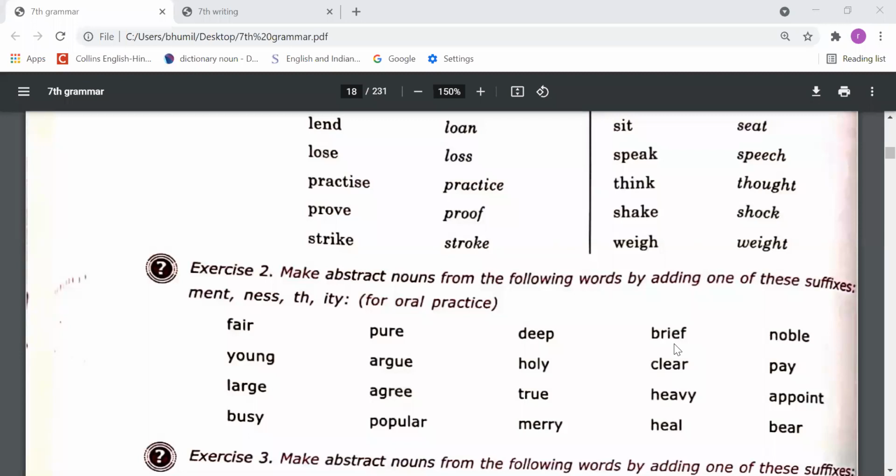So these suffixes you have to add and you have to do practice, right? And soon I'll send the answer key, then you can match your answers. But remember this, you should do practice before seeing the answer key.